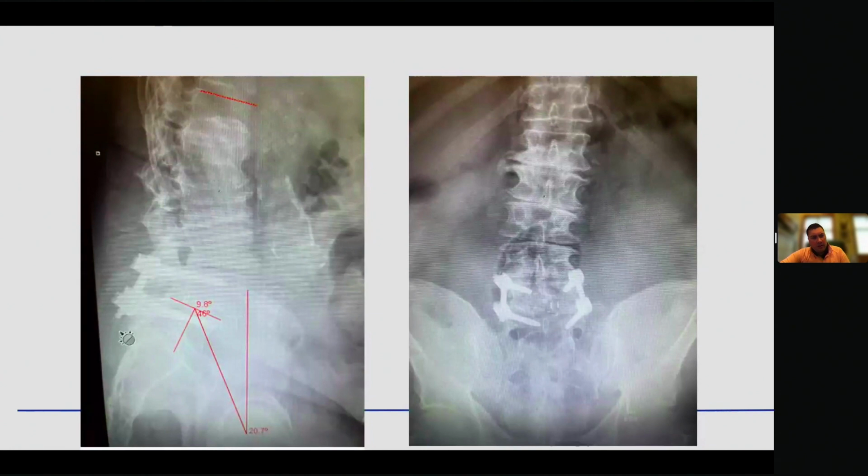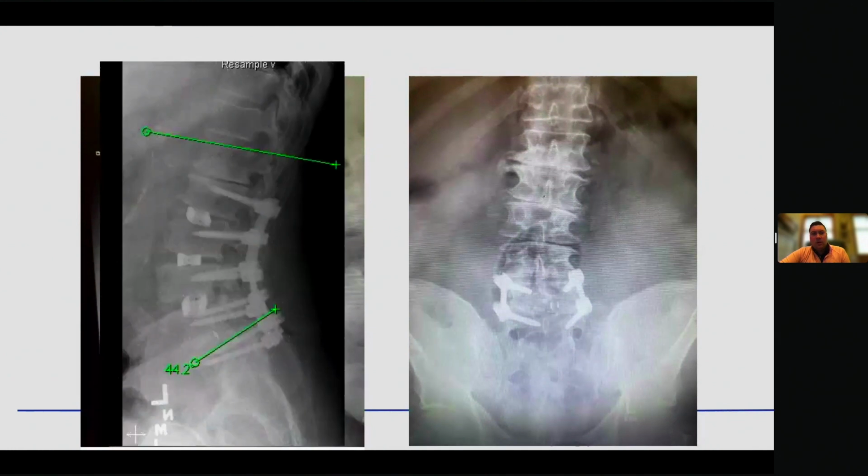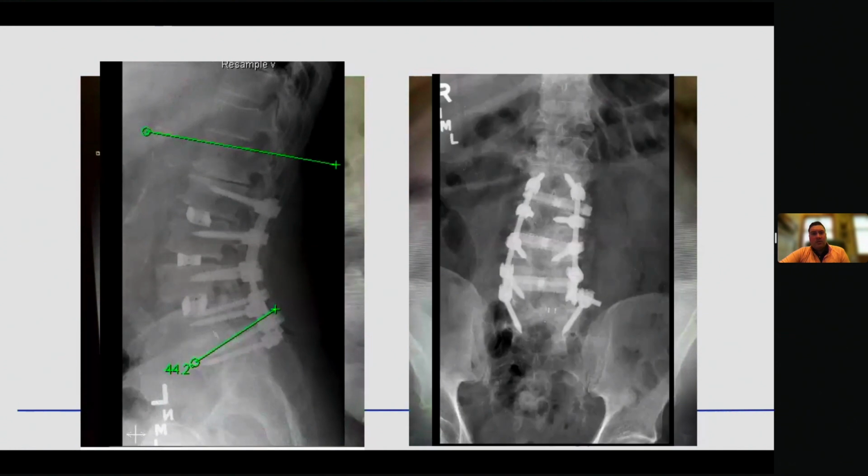Here's a patient of mine from a few years ago that had adjacent segment failure with significant sagittal malalignment, underwent a multi-level prone lateral correction, and was able to meet all of his goals.